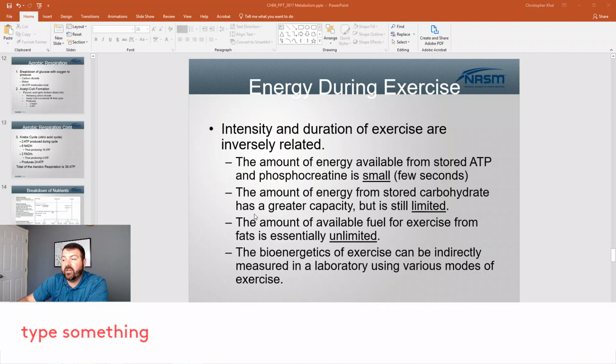The amount of energy from stored carbs has a higher capacity, but still limited. I mean, the carbs are stored, and then they have to be broken down to be used. Okay. The amount of fuel for exercise from fat is essentially unlimited, just because you get about 9 kilocalories per, I think, gram of fat, which is a lot higher than the carbs and protein.